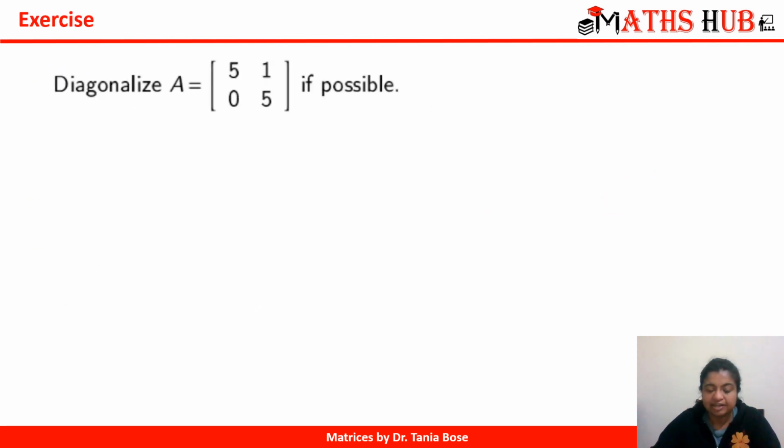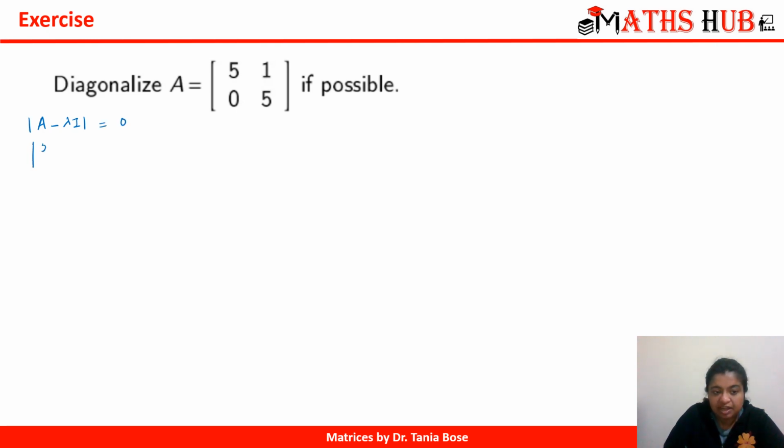The first exercise says to diagonalize A equal to [[5, 1], [0, 5]] if possible, right? So the first step is that we have to calculate the eigenvalues of this matrix. We know how to calculate the eigenvalues. We will take the matrix A minus lambda I and put its determinant equal to 0.